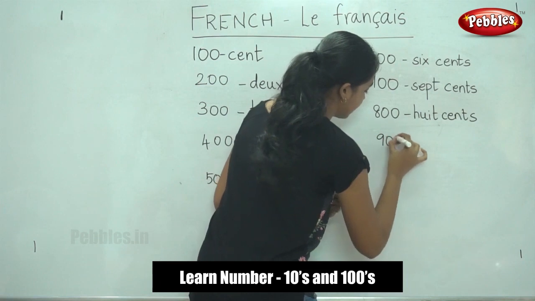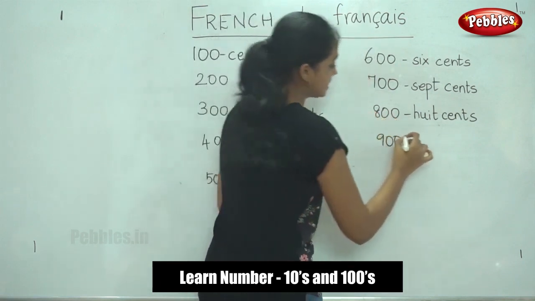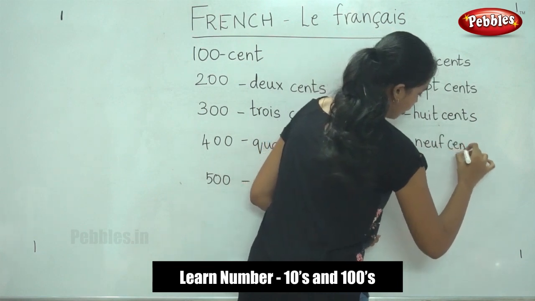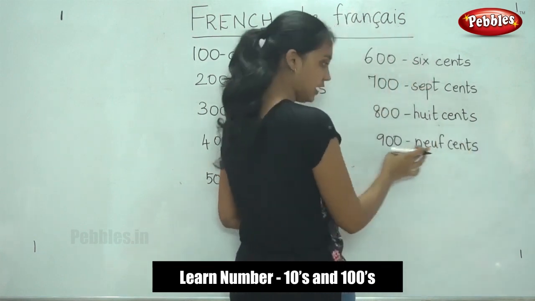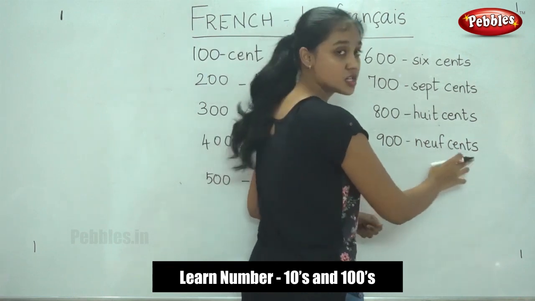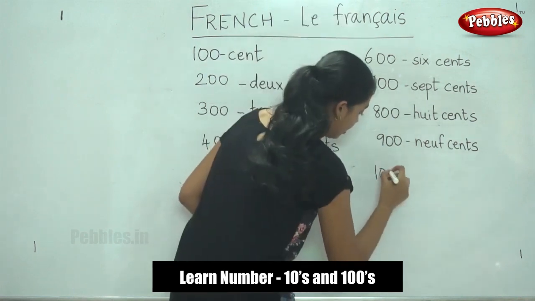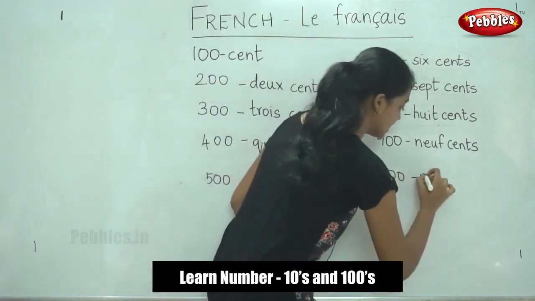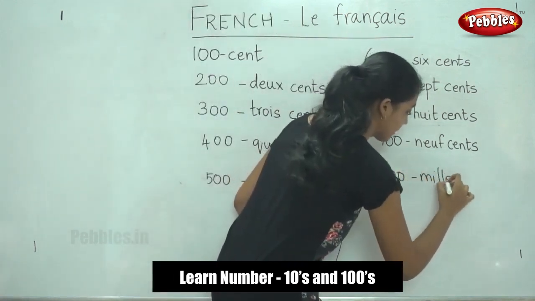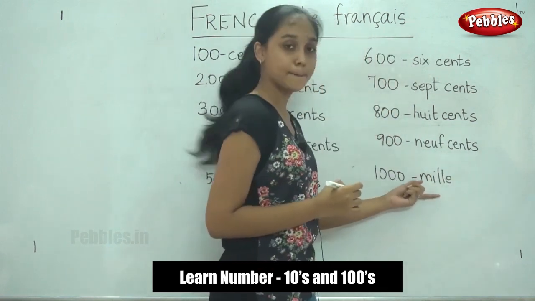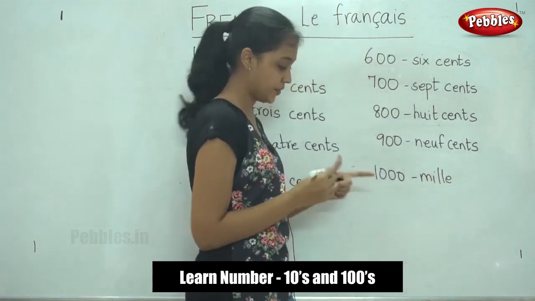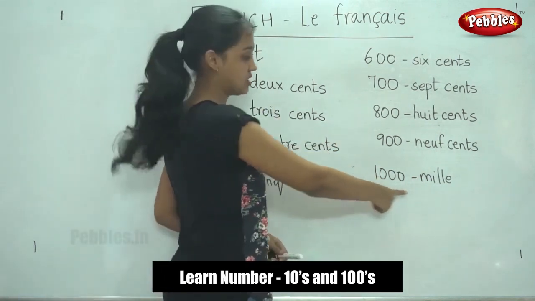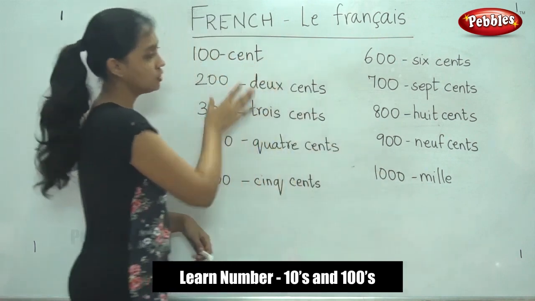For number 900, it is neuf song. 900. And finally, for number 1000, the word is mil. So kindly note down this word. For 100 it is 100, and for 1000 it is mil. So this is very easy.